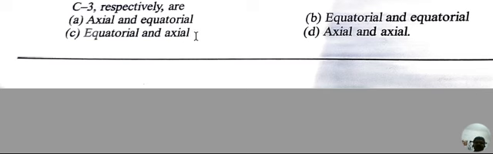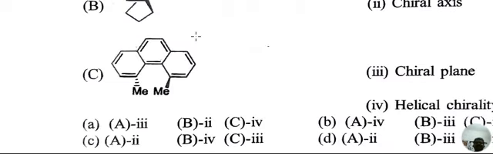Now coming to the next question. It's a match the following type question, and you are given three compounds and you need to associate them with chiral center, chiral axis, chiral plane, and helical chirality. When you look at the options here, you can easily see the combinations like 2 4 3 and 2 3 4.